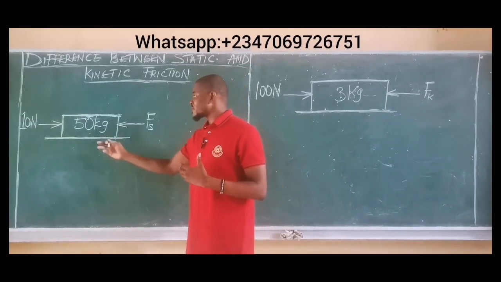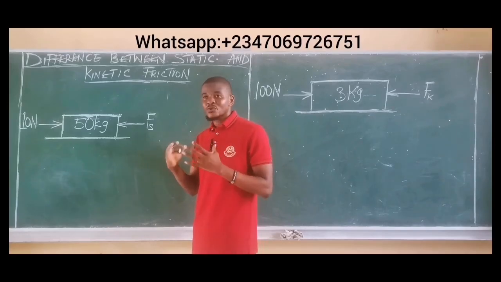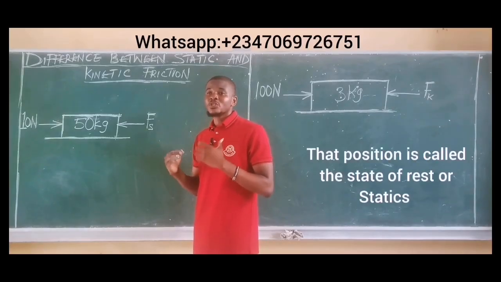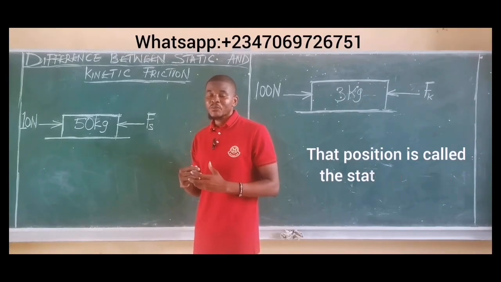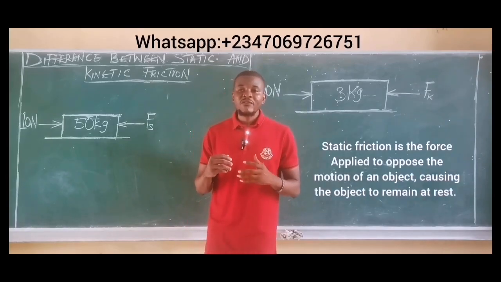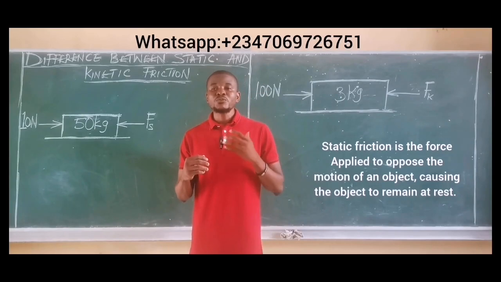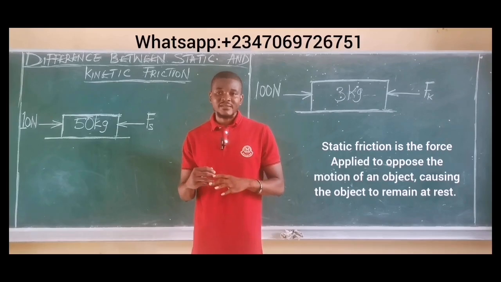Since the applied force is less than the weight of the object, it means that this object will remain at one position. That one position is called the state of rest, which is also called statics. So what then is static friction? Static friction is simply the frictional force which is applied to oppose the motion of an object and causes that object to remain at rest.